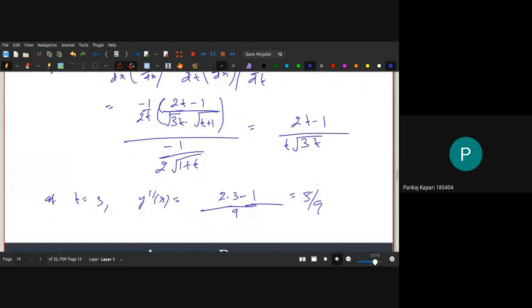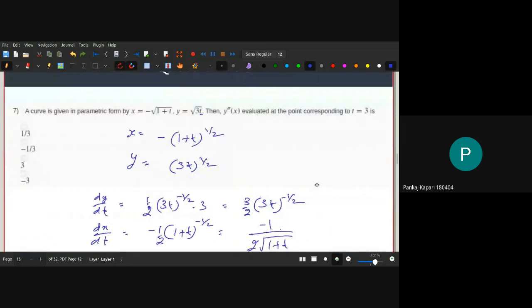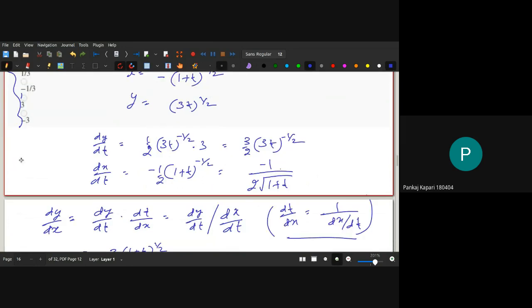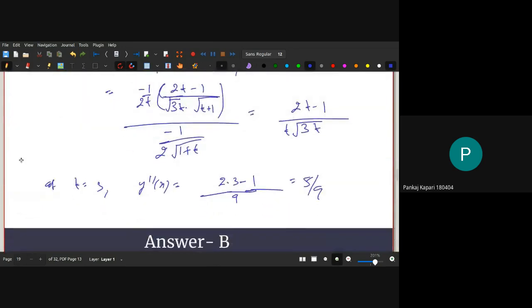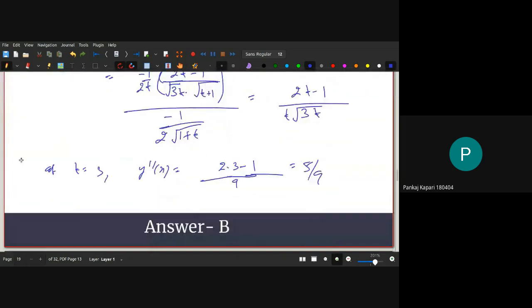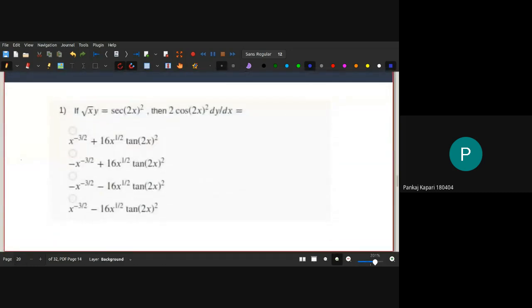Okay, I don't know, maybe there's some problem with these options. There might be some typos, so I'll check it later and then I'll update this on this PDF file. Okay, because we are running out of time, let's move to the next problem. So this is our next problem.